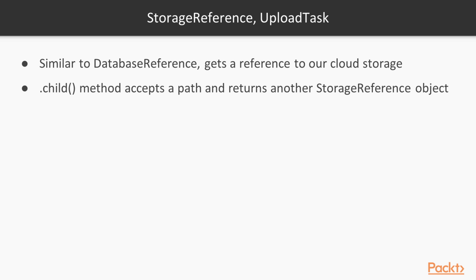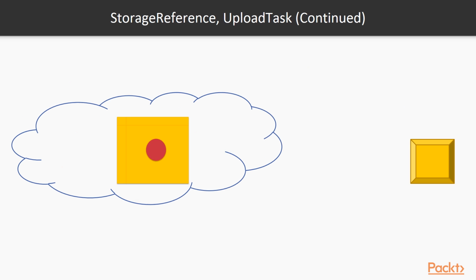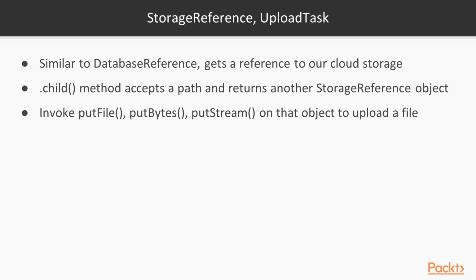Now, we can invoke a child method on this storage reference, and that will accept a path and return another storage reference object. So you see here we have our storage reference. We get that. We invoke child, and that gives us a little child storage reference. There we go. So we can invoke put file, put bytes, or put stream on that child storage reference to upload a file, and that will return an upload task.